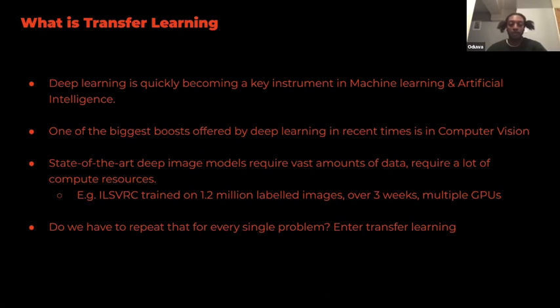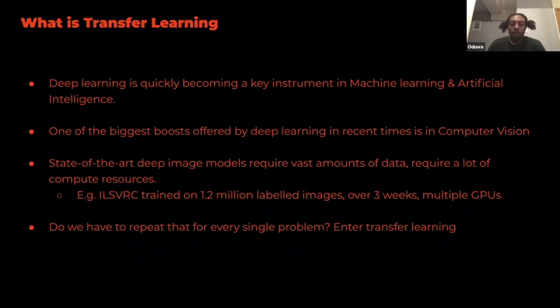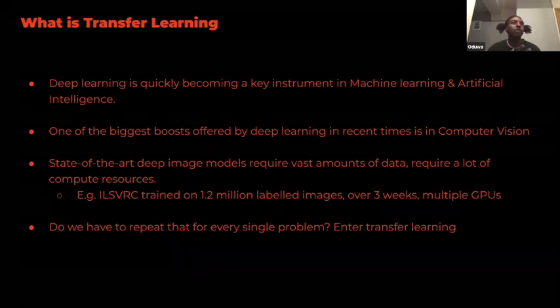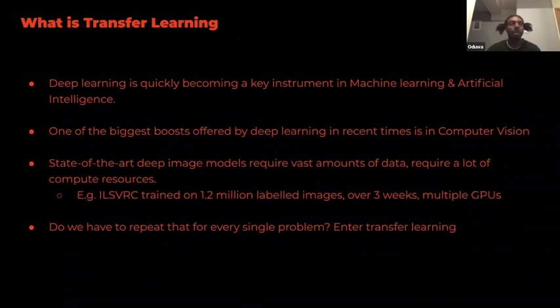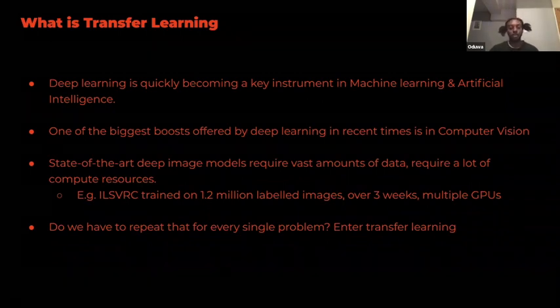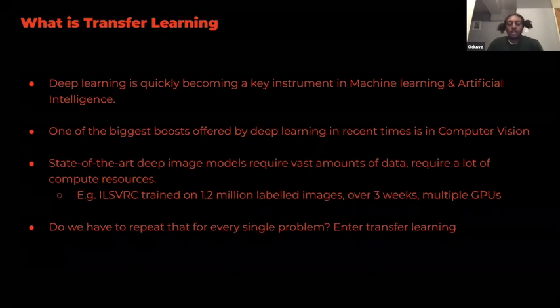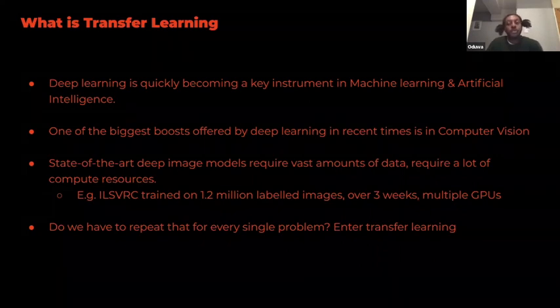What we typically find is that a lot of modern networks are quite deep and dense, and these are really the networks that are pushing the field further and further in advance. One of the biggest boosts has been seen in image classification, so computer vision and image recognition, through the use of CNNs. The state of the art CNNs are really large and really expensive, and they require loads of data, loads of resources, loads of time to train. One example is the ImageNet ILSVRC model, which is trained on 1.2 million labeled images.